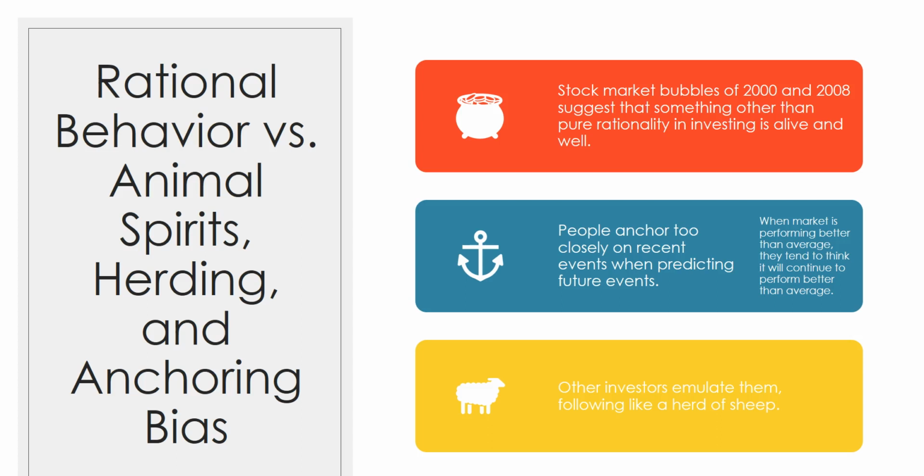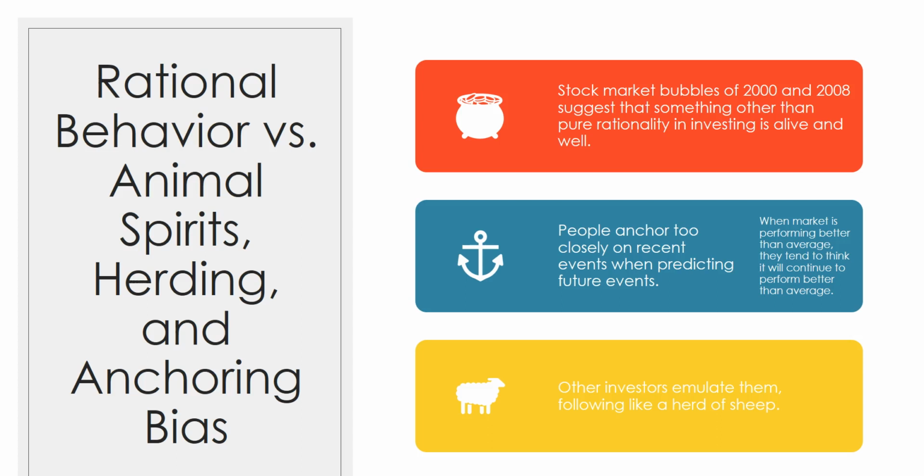So there are some important implications for stock issues. If the market prices stocks fairly, then managerial decisions based on over and undervaluation might not make sense. And managers do have better information than the public, but they cannot use that to their own advantage and cannot deliberately defraud investors. The stock market bubbles of 2000 and 2008 suggest that something other than pure rationality in investing is alive and well.